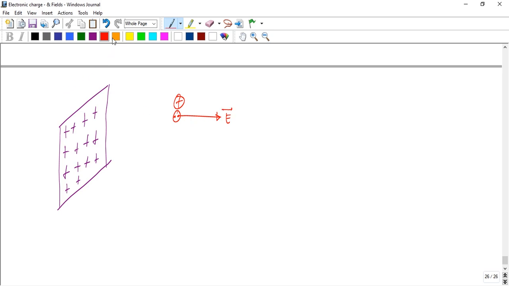And if I put a negative test charge here, the electric field is in that direction. The electric field is actually in this direction, but the force on the negative charge feels like it is toward the sheet. That is how the electric field looks.